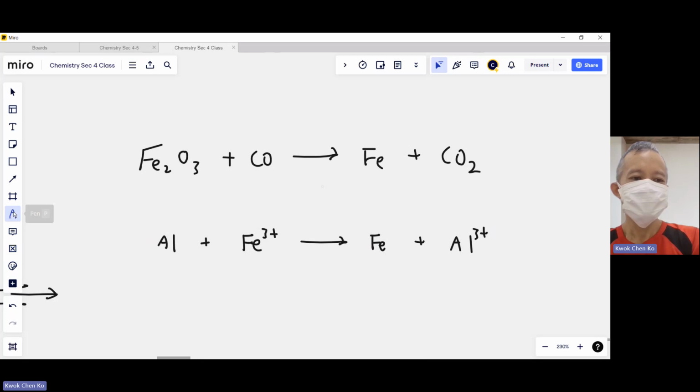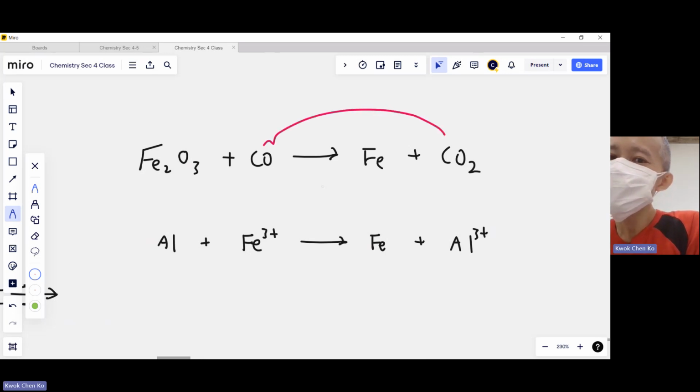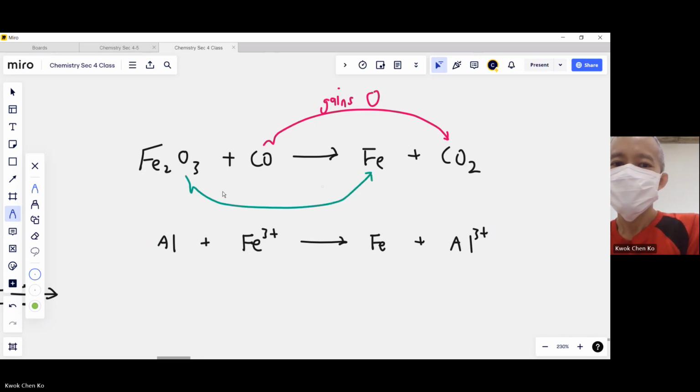Now, Chloe, look at the screen. Look at the first one. Which one is the oxidation and which one is the reduction? Why? Okay, so this one is quite straightforward. Gains oxygen. So who is reduced? And how do you explain it? Okay, so this one is quite obvious. So this is your reduction, and that was your oxidation.